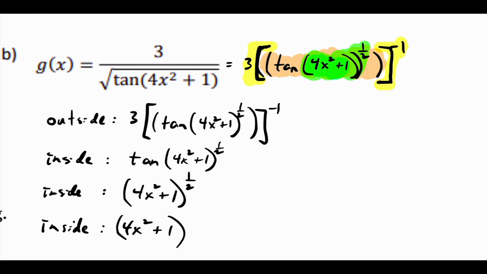And then this guy here, you have something to the 1/2 power. So you would move the 1/2 to the front, subtract a power, and go there. What's the derivative here? That's just 8x. And then you just chain them all together with multiplications.